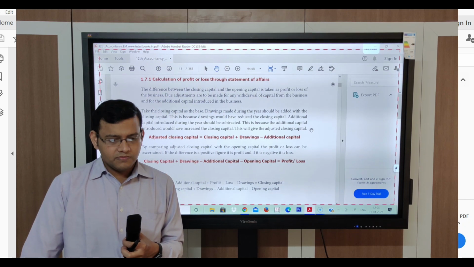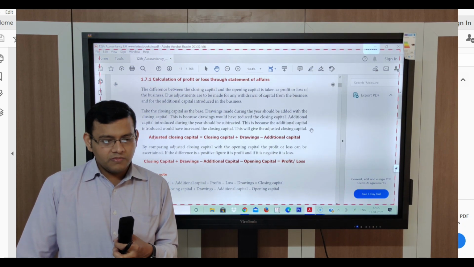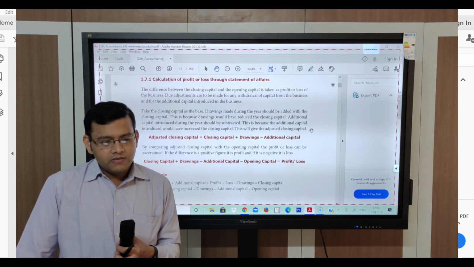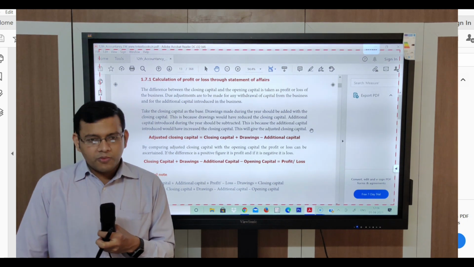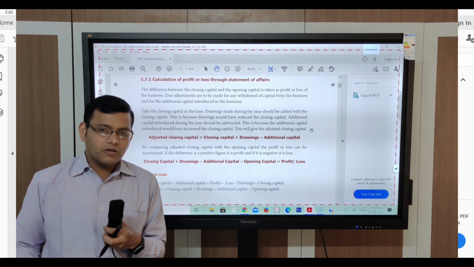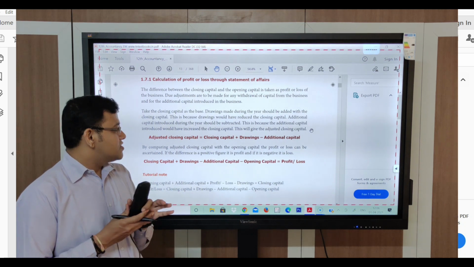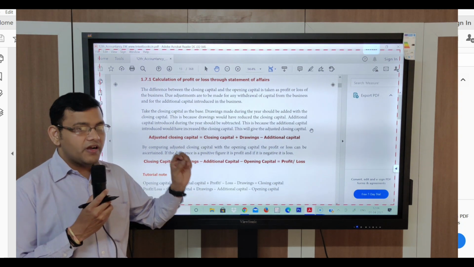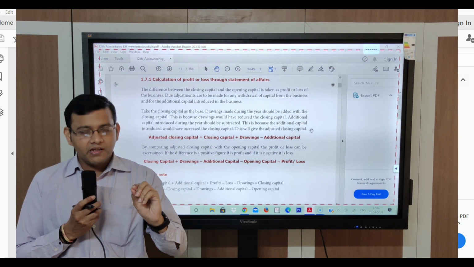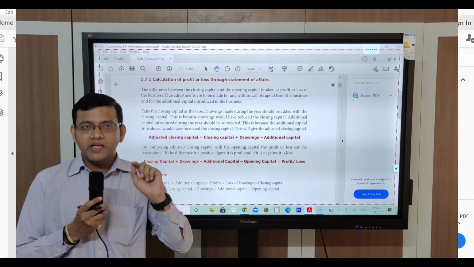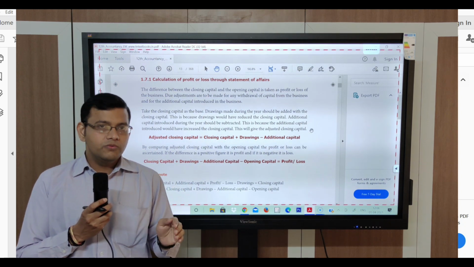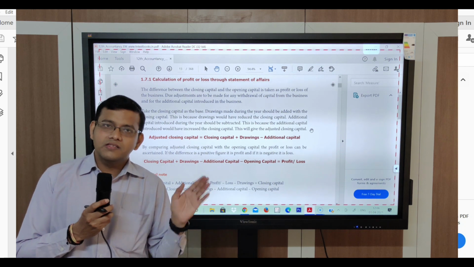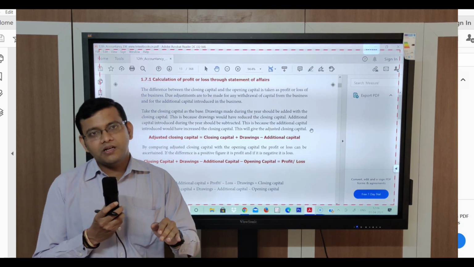Let's get into the first formula, which is adjusted closing capital. The purpose of this formula is that we have to find the closing capital and compare it with the opening capital. What do we get after comparing this closing capital with the opening capital? We come to know the profit we have made. So that is the purpose of the adjusted closing capital.